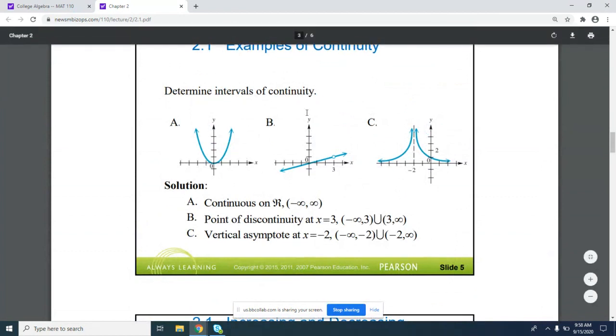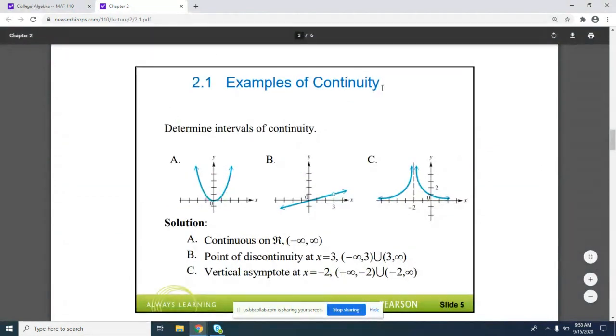Okay, now on this side, we're just looking at some examples of continuity. So for my first graph, and this would be the graph of a quadratic, a U-shaped graph, I can put my pencil on the paper and trace the entire graph without removing the pencil from the paper. So this graph is continuous on all real numbers, from negative infinity to positive infinity. The continuity depends upon your x-axis. So this graph covers the entire x-axis, and we can draw it without removing the pencil from the paper.